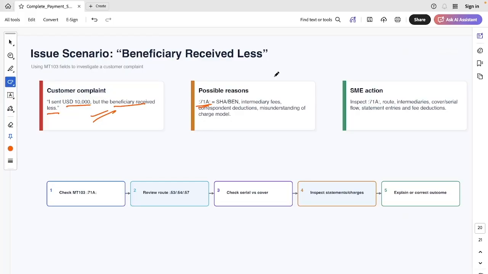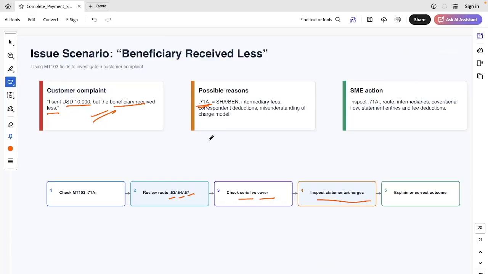Then check the routing, fields like 53, 54 and 57. These can show the correspondent path. Also check whether the payment went through the serial or cover flow. Finally, inspect the statement entries and fee deduction. So in simple words, the MT103 looks like a detective map.